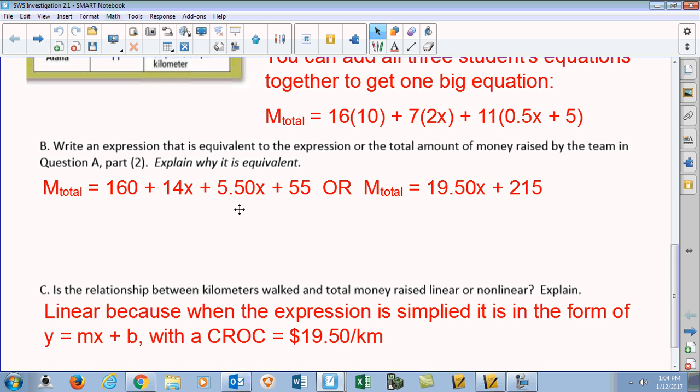Because again, if you take a look at your equation, 19.5x plus 215 is also in y equals mx plus b form. And that $19.50 per kilometer is your constant rate of change. It also has an independent and dependent variable: money depends upon the distance that you walked, the number of kilometers. So this is a linear model.